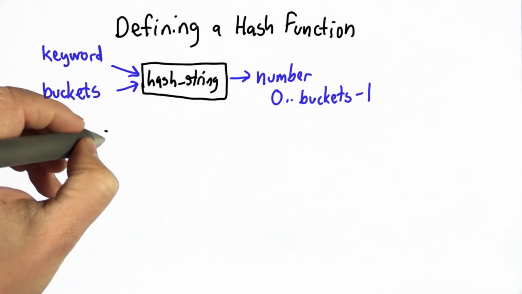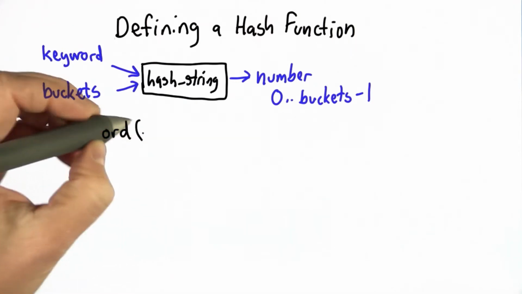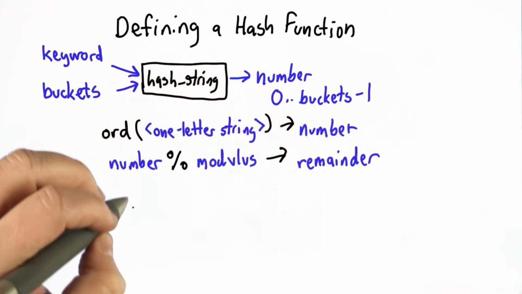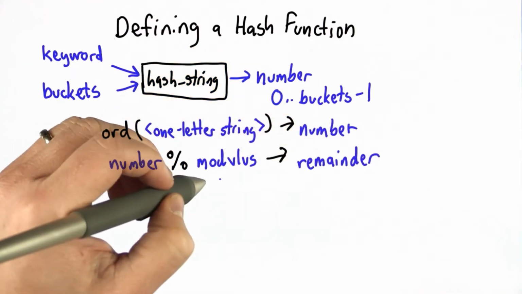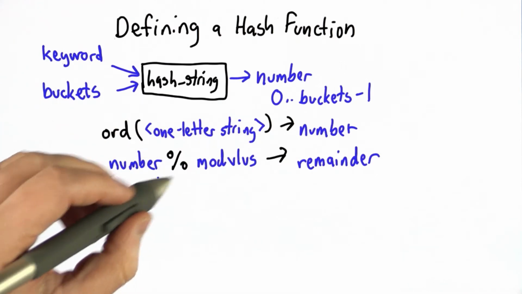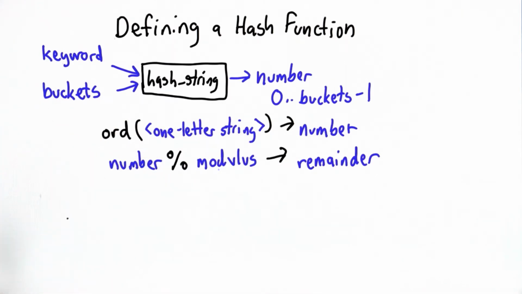And we've seen the function ORD that takes a one-letter string and maps that to a number. And we've seen the modulus operator that takes a number and a modulus and produces, as a result, the remainder that we'd get when we divide that number by the modulus. So now we can use those to define a hash function.